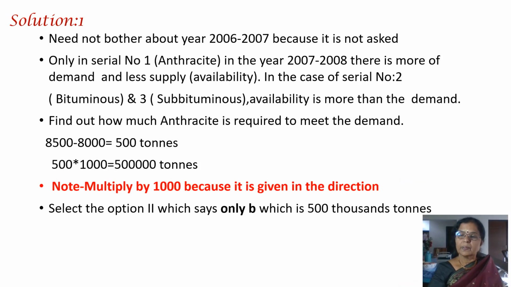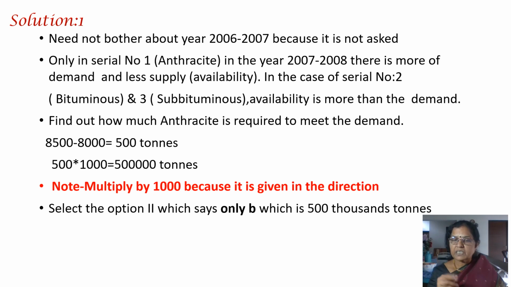So for this question, we did not bother about the year 2006 to 7 because it is not asked. What is asked is only for the period 2007 to 8. So look into only that column, 2007 and 8, and find out where there is deficit in supply, where the demand is more and the supply is less. It is in the case of anthracite, the type 1. In the case of type 2 and 3, availability is more, so we need not bother about it.